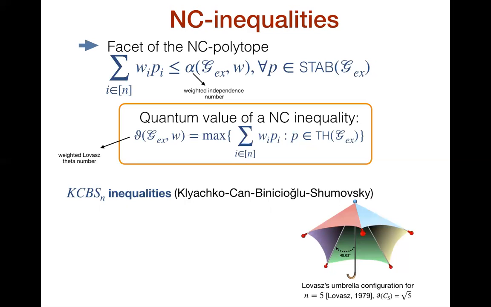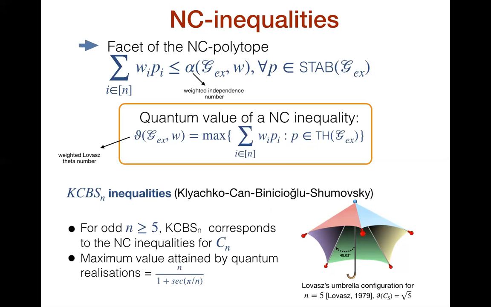So the KCBS inequalities are the simplest of these non-contextuality inequalities, corresponding to the graph which is a pentagon. Here in the pentagon case, you have the independence number equal to 2, whereas the Lovász theta number there is equal to square root of 5. So here we see a classical-quantum gap.